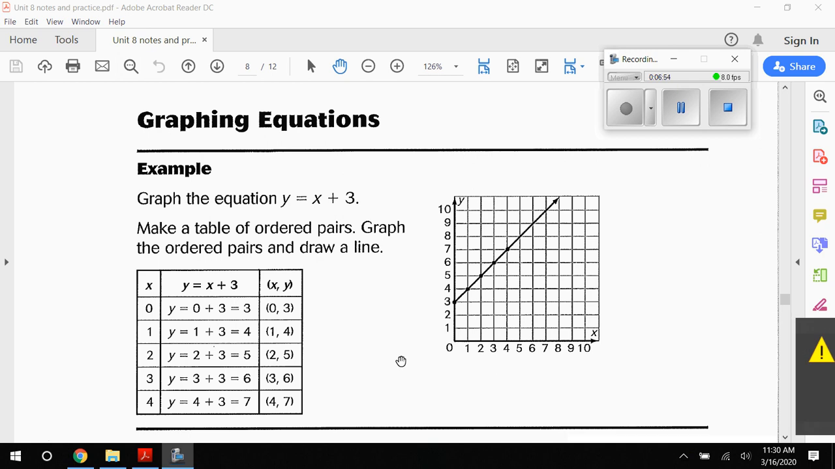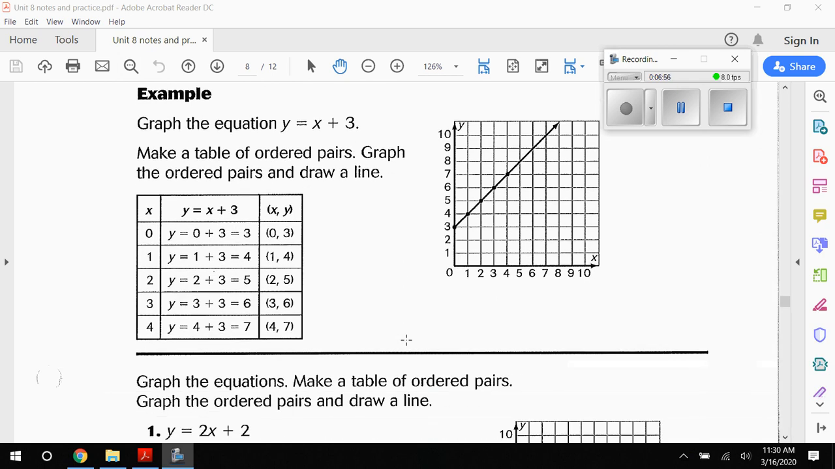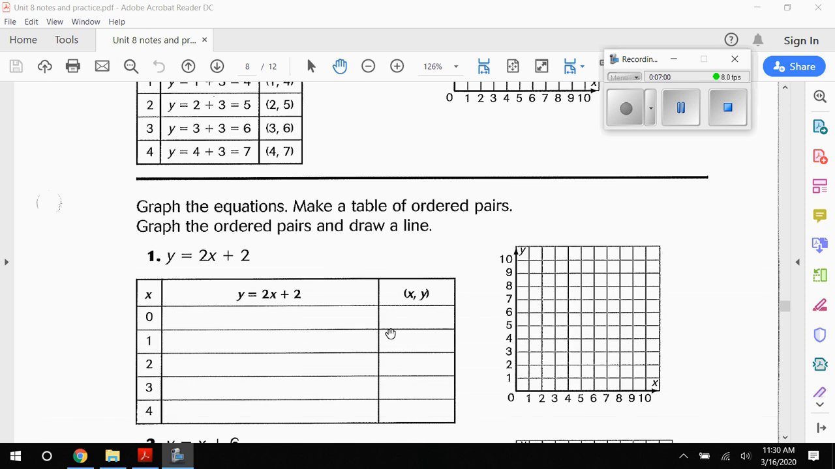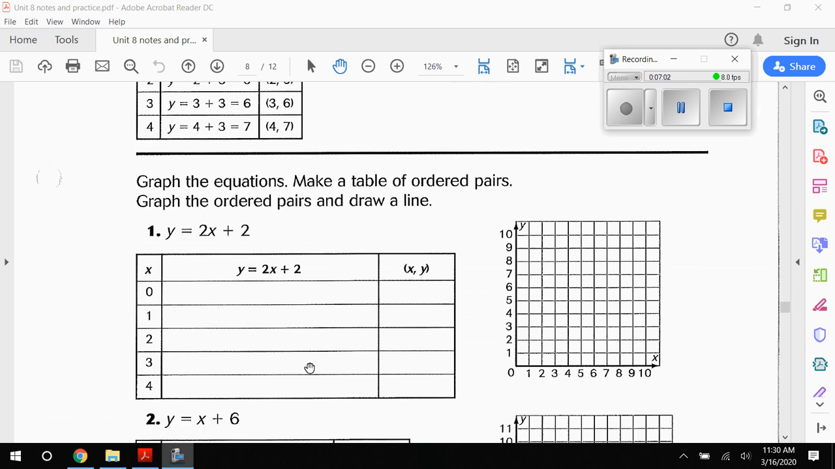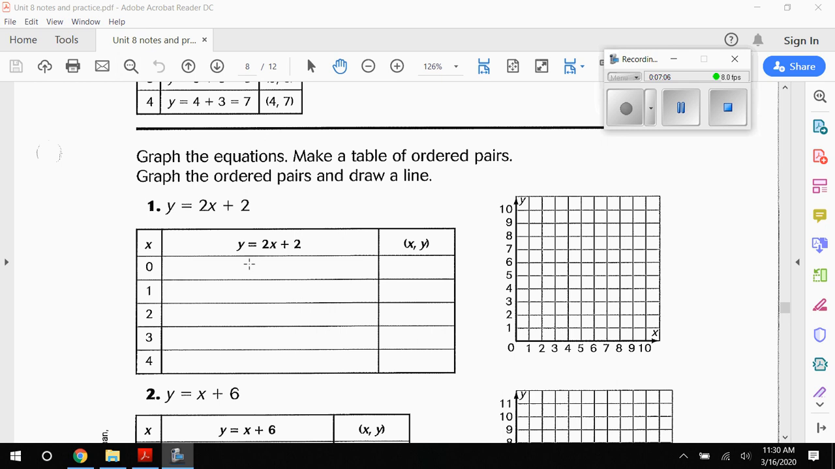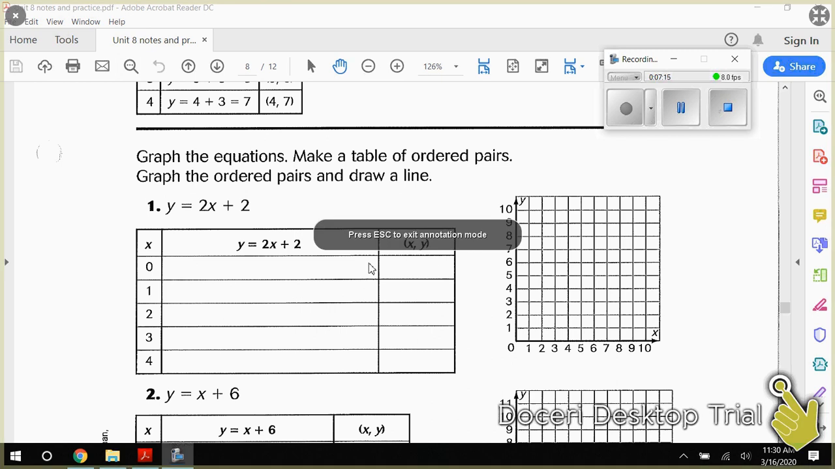Moving on to page 7, we're going to kind of continue this idea here. Notice they give us the space to actually do the work here. So number 1, we're literally just going to plug in this value into the equation, do our work, and then we're going to get our x and y ordered pair. So let's go ahead and see what that looks like for number 1.